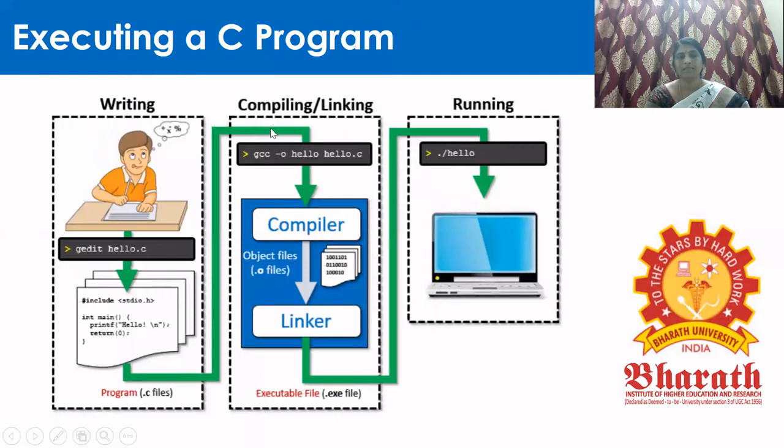So let us summarize. First is the writing, stored in hello.c. We write the program, store it in a C file, and then it gets compiled. That is, the object file of machine code is generated, and then we link it, and if you run it, you will get hello on the desktop.